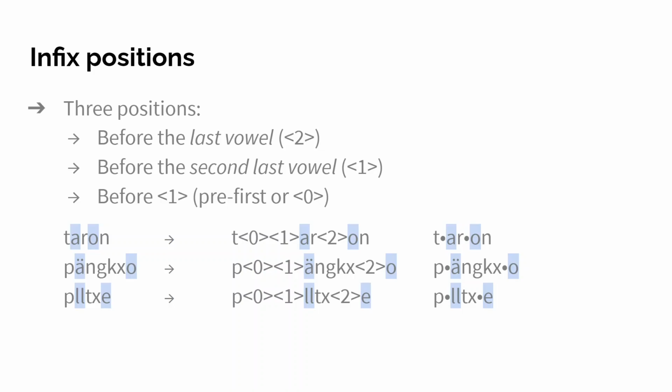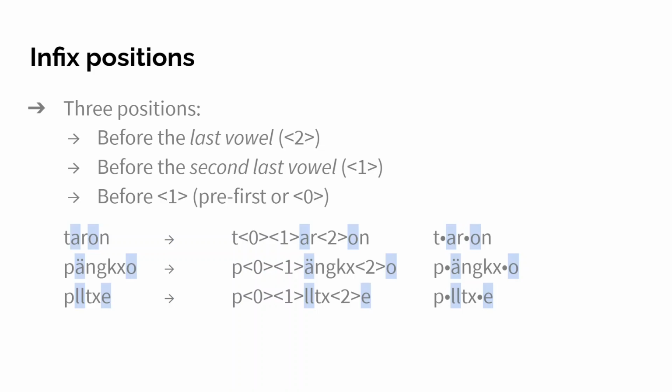We have taron, to hunt. I marked the vowels here, so A and O. So we take position 2 and put it in front of the last vowel, which is the O. And we take 1, put it in front of the second last vowel, which is the A. And then we put the 0 in front of that one. Or you see in dictionaries, there are sometimes these dots that show where infixes are. And most of them, or actually all of them, only show 1 and 2. They don't show 0, because 0 just goes in front of the first dot.